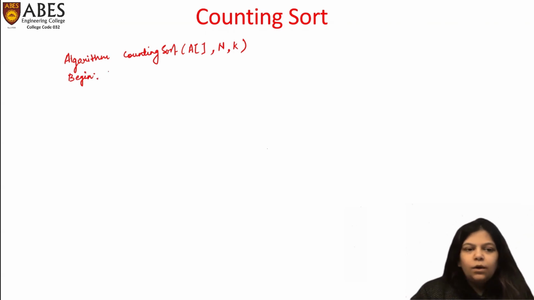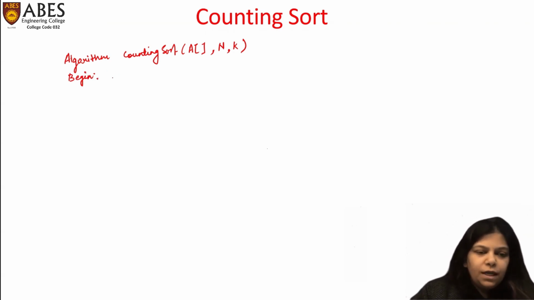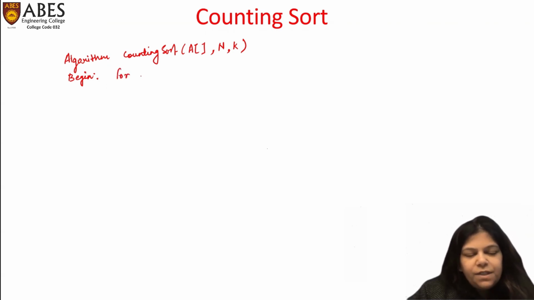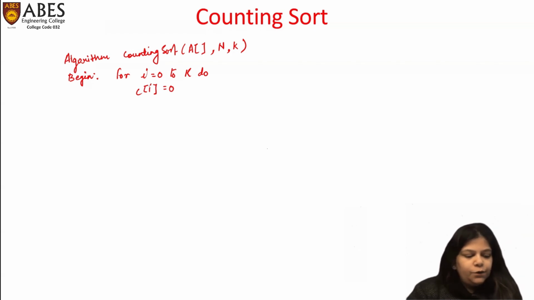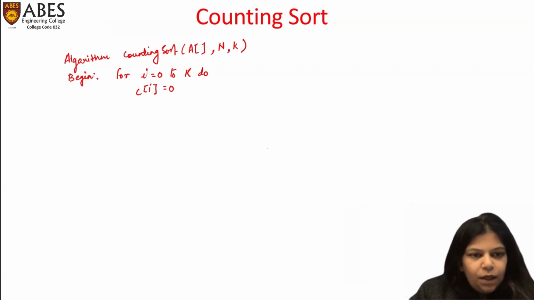Now, in order to begin this algorithm, first of all, we have to take one array with the name C and we have to initialize it with 0. And as we have seen, the counting array was having elements from 0 to 9. So I will start from 0 till k, and here we have to assign C[i] to 0.